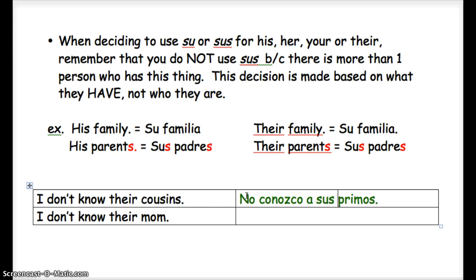I don't know their mom. No conozco a again. Now if you're thinking, oh, I should put sus because it's there. There's more than one person whose mom it is. No, not based on who they are, based on what they have. No conozco a su mamá o su madre.